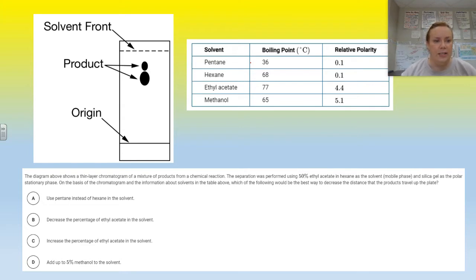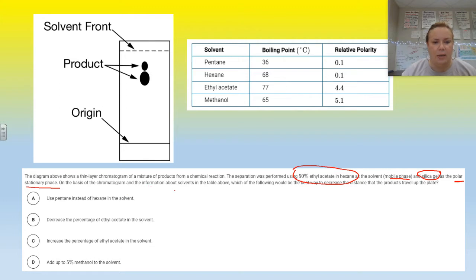First one, the diagram above shows a thin layer chromatogram. Okay, so again, the actual piece up here is called a chromatogram. And we need to first look at the separation was formed using 50% ethyl acetate in hexane as a solvent. So that's our mobile phase. Silica gel is going to be the polar stationary phase, okay?